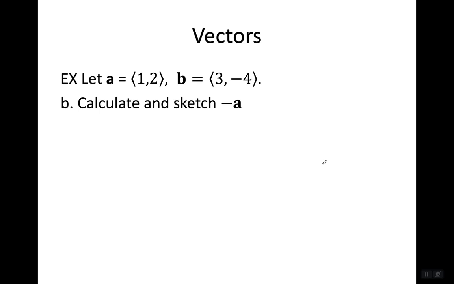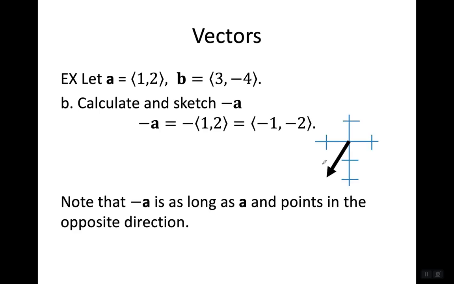Calculate and sketch the opposite of A. Opposite of A looks like this. Opposite of A is negative 1, 2, so it's negative 1, negative 2. Notice the opposite of A is as long as A and points in the opposite direction. So A was like this.